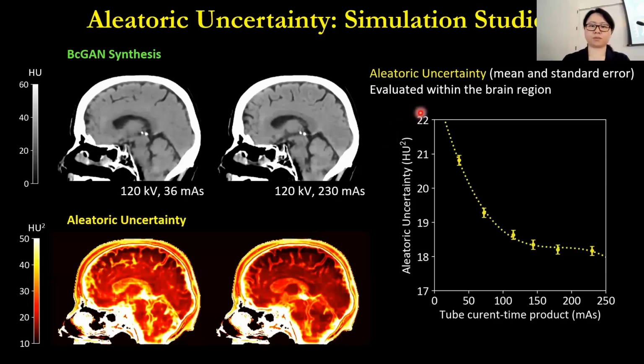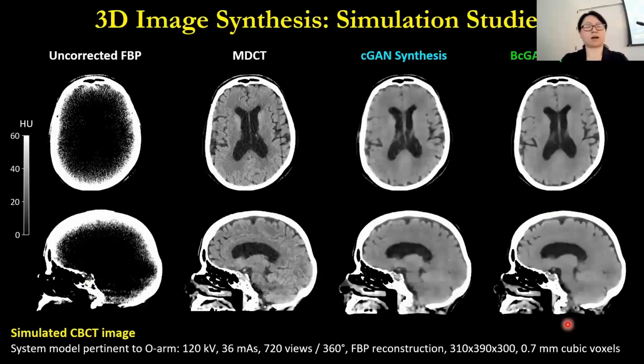And here we plot the mean and standard error of the aleatoric uncertainty as a function of mAs. So the aleatoric uncertainty is measured within the brain region. And we see that as the mAs increases, it decreases. So that agrees with our expectation. Next, we show the synthesis performance of CGAN and BCGAN in simulated cone beam CT test data. So here's one example.